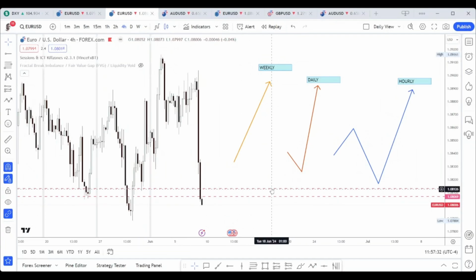So as I told you, our weekly bias is bullish, and our daily bias is bullish as well, but I want it to go lower to go higher. This is what my weekly bias is.